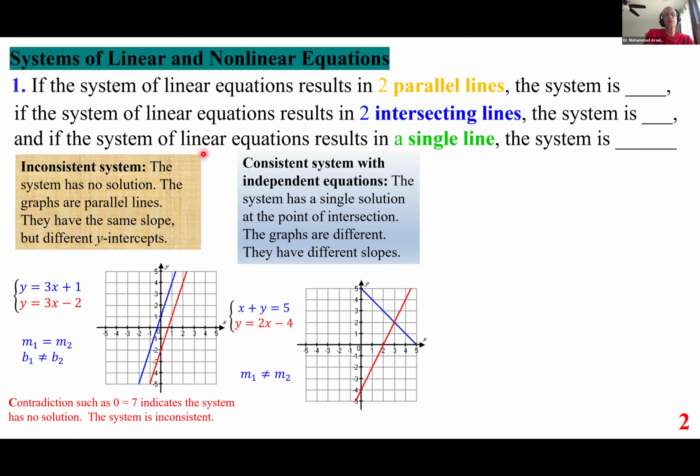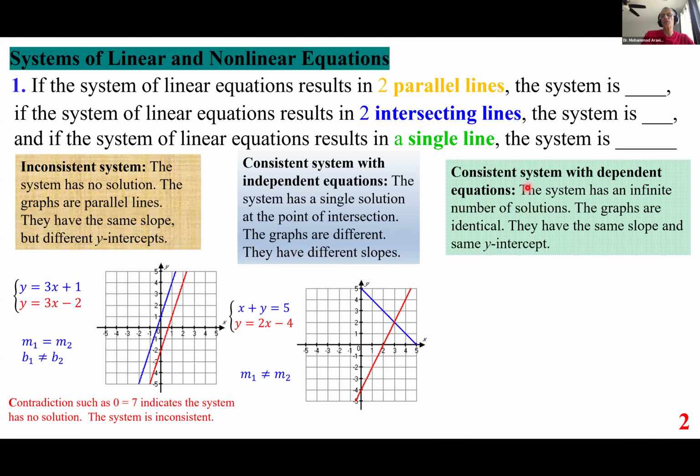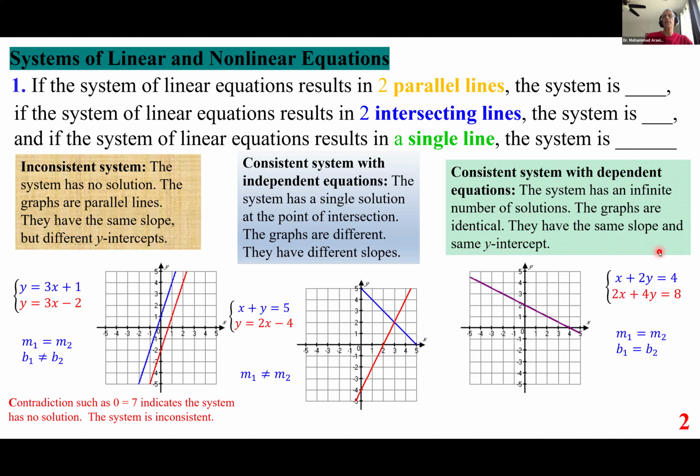Finally, if the system of linear equations results in a single line, it's a consistent system with dependent equations. That's the key. The system has an infinite number of solutions. The graphs are identical. They have the same slope and same y-intercept. So looking like that. In other words, if you solve for y, they become identical. M1 equals M2, also B1 equals B2. An identity such as 0 equals 0 indicates the system has an infinite number of solutions. The equations are dependent. So basically what happens, we get an identity if we go through the process of solving it.